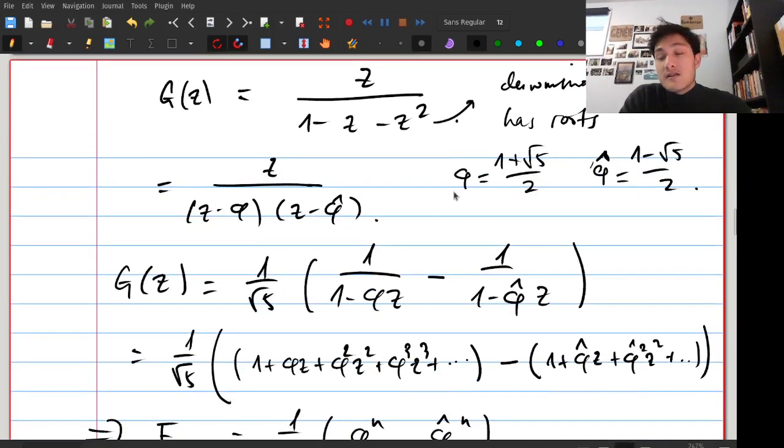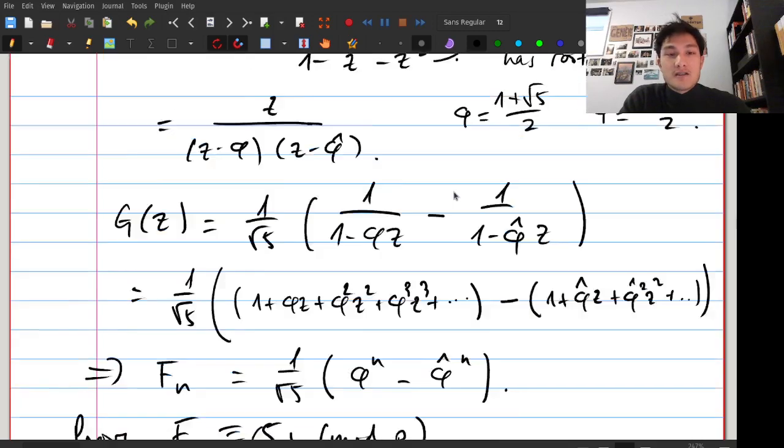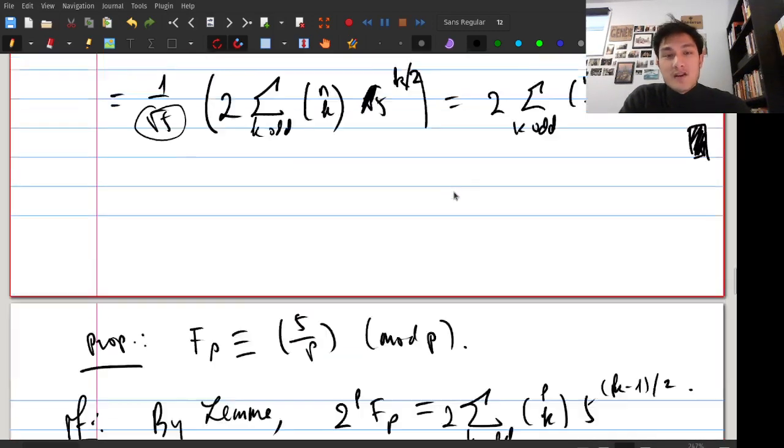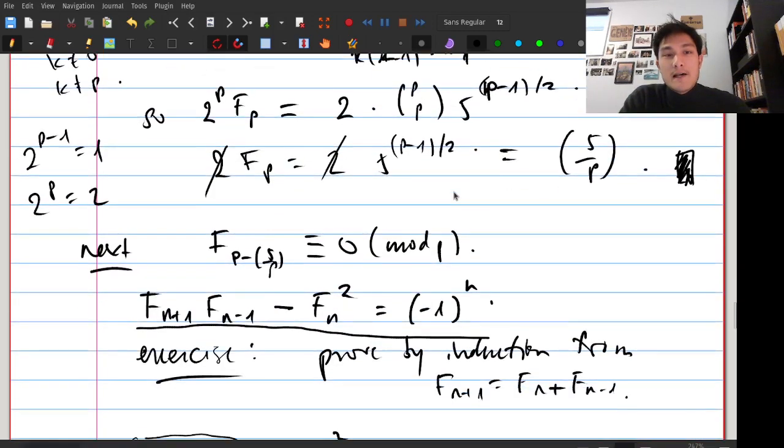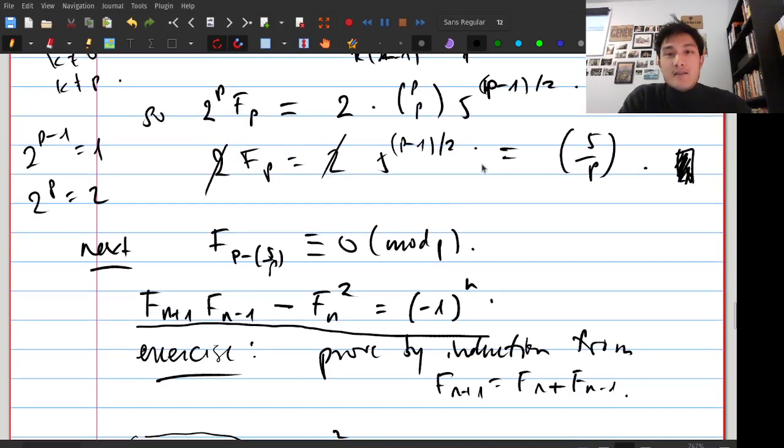We also learned a thing or two about generating functions. If you've never seen that, it's a really good sort of rabbit hole to get down. They're very useful in combinatorics. So kind of a combinatorial proof of a Fibonacci identity modulo P.